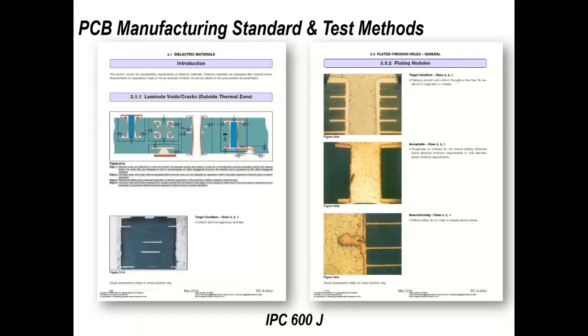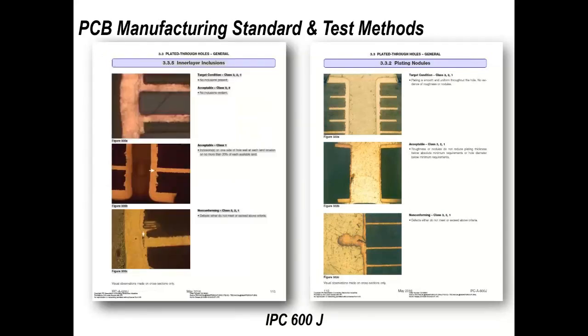Now, within the IPC 600, you've got pictorial images and you've also got photographic images. Within each of those, there is criteria based on the class system, class 1, class 2, class 3. Class 1 being for consumer electronics, toys, etc. Class 2 for telecommunications, for some automotive products, and class 3 being the highest level. Remember the images are representative examples. They're not necessarily specific criteria. The wording within the document is the most important thing you must always follow.